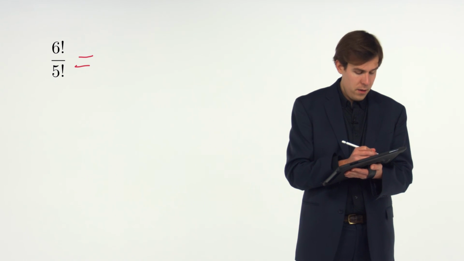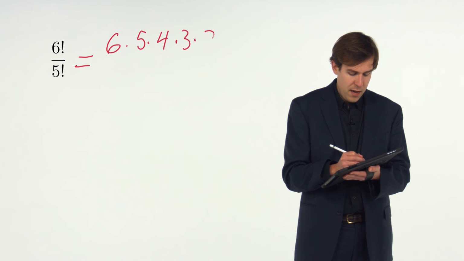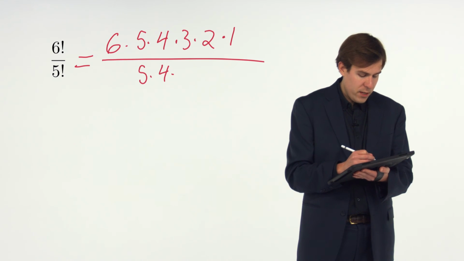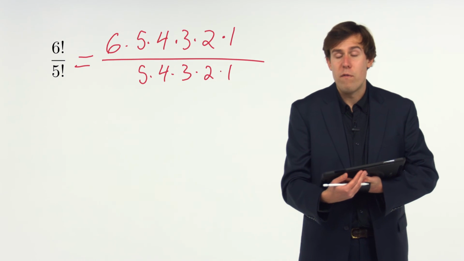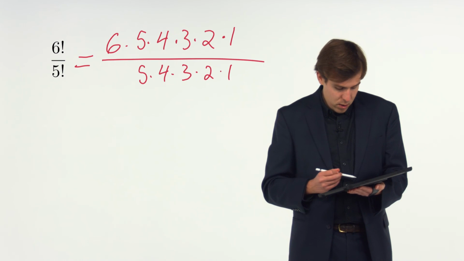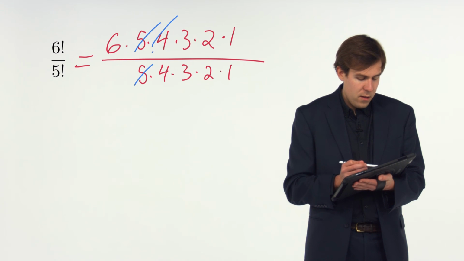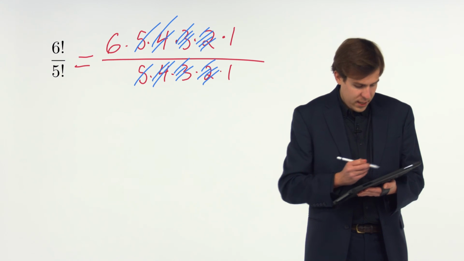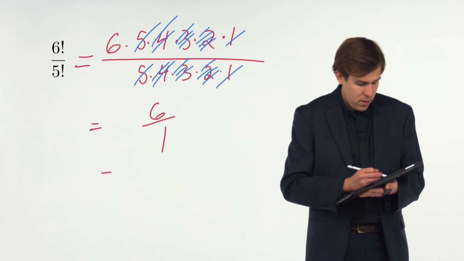So what is 6 factorial? It's 6 times 5 times 4 times 3 times 2 times 1. And I divide by 5 times 4 times 3 times 2 times 1. So all I've done is write out the formula for 6 factorial and 5 factorial. And now notice everything cancels almost. This 5 cancels with this 5. This 4 cancels with this 4. And I just get, well, I guess this cancels too. 6 divided by 1, so 6.